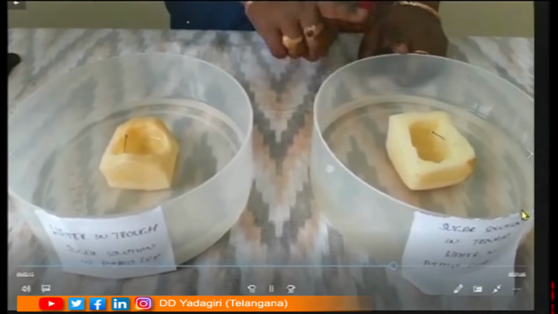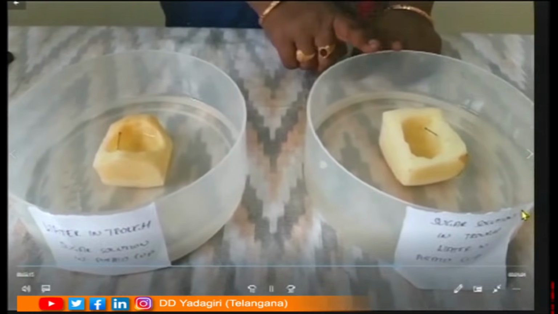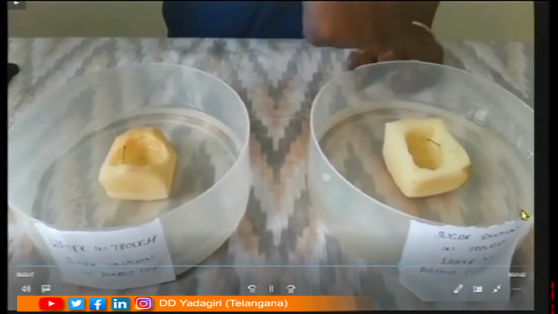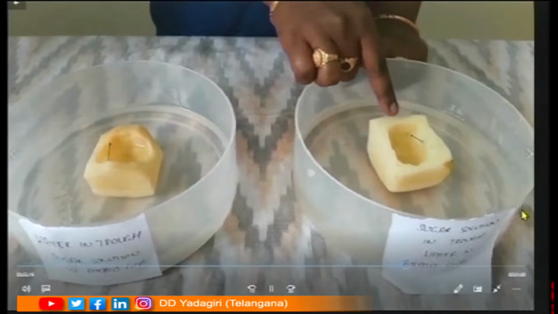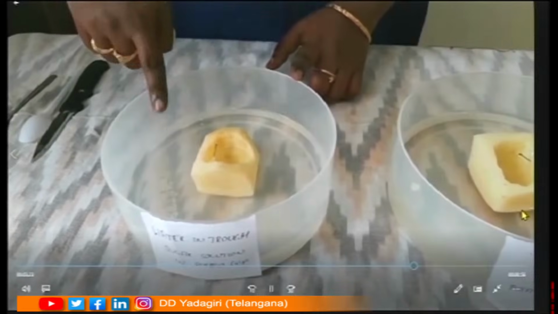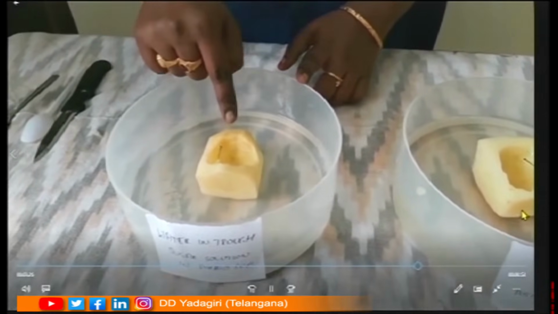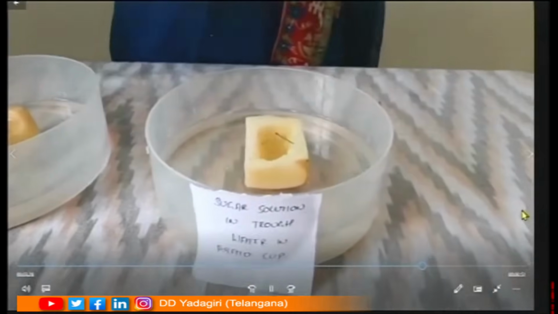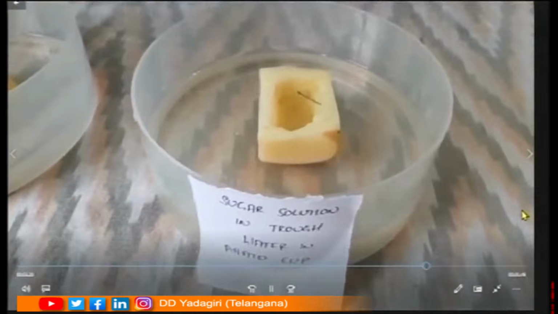Now children, we have 2 different bowls. In one bowl I have added sugar solution, and water in the potato cup. Here in the other bowl I have added water in the bowl and sugar solution in the potato cup. So in the potato cup experiment, let's see the observation.